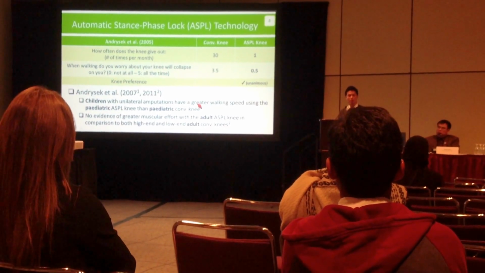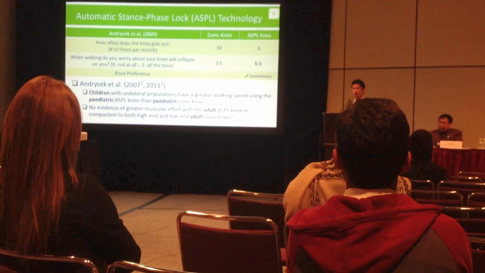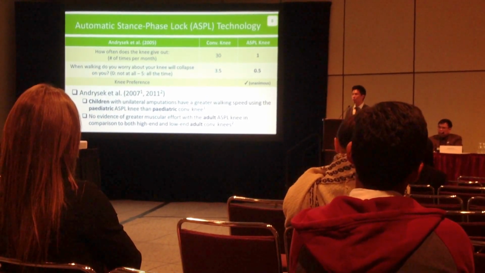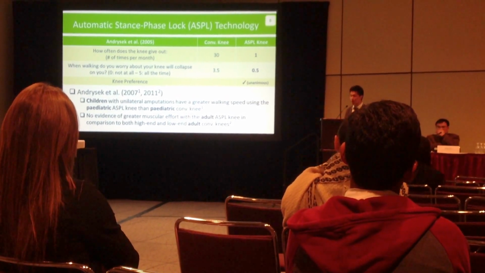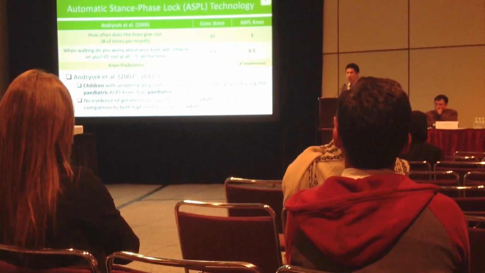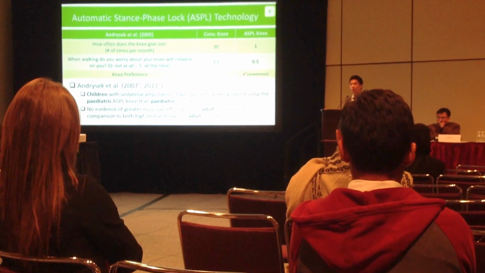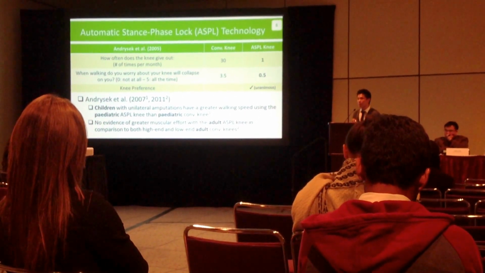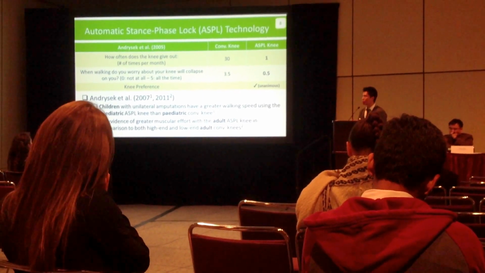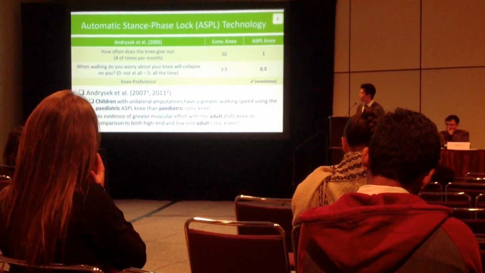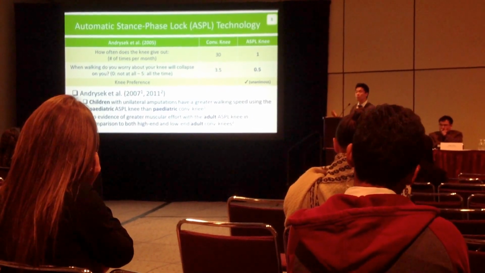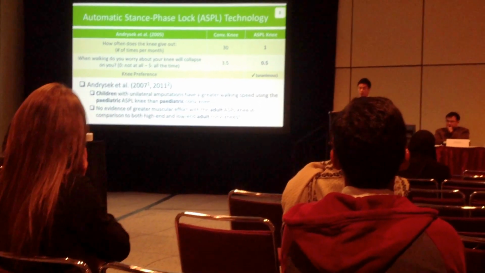So the reason why we're using the automatic stance phase technology is because it is a proven technology. It's proved to be stable and reliable. In a study conducted in 2005, when participants were asked to compare their conventional knee, their own knee, to the ASPL knee, it was reported that the rate of falls, or the rate of the knee giving out on them, dramatically decreased when they were using the ASPL knee, going from once a day to once a month. At the same time, the ASPL knee gives them more confidence when they're walking, and they prefer to continue to use the ASPL knee over the conventional knee.